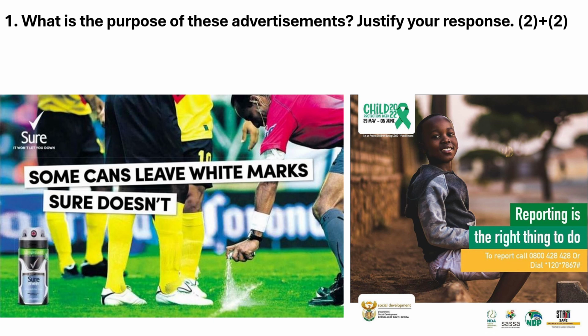Remember that justify your response means give reasons from the text, which is the advertisement, that proves that what you are saying is true. You will get 1 mark for identifying the product and intention, and 1 mark for giving proof of what you are saying. For example, the advert on the left has the purpose of selling Sure deodorant. That's 1 mark. This can be seen from the picture of the product, the can of Sure deodorant in the bottom left-hand corner. That's 1 mark.